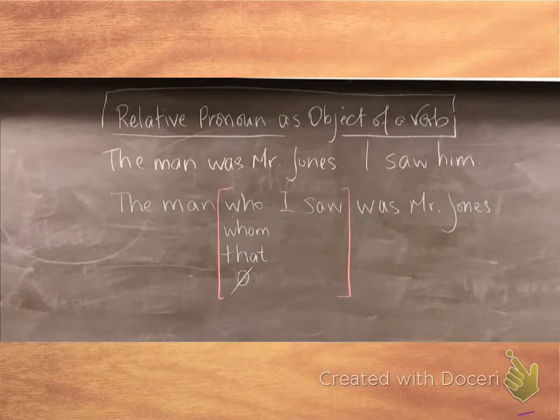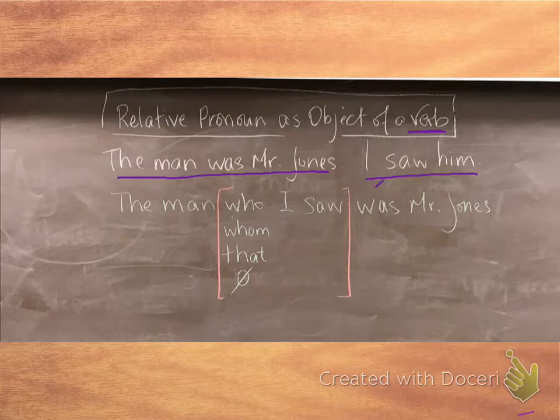All right, we've talked about relative pronouns as the object of a verb. So let's just have a quick review of this before we move on to different types of adjective clauses. Here we have our two sentences. The man was Mr. Jones, and I saw him. When we combine those two sentences and we use the second sentence as the adjective clause, we get this sentence. The man who I saw was Mr. Jones.